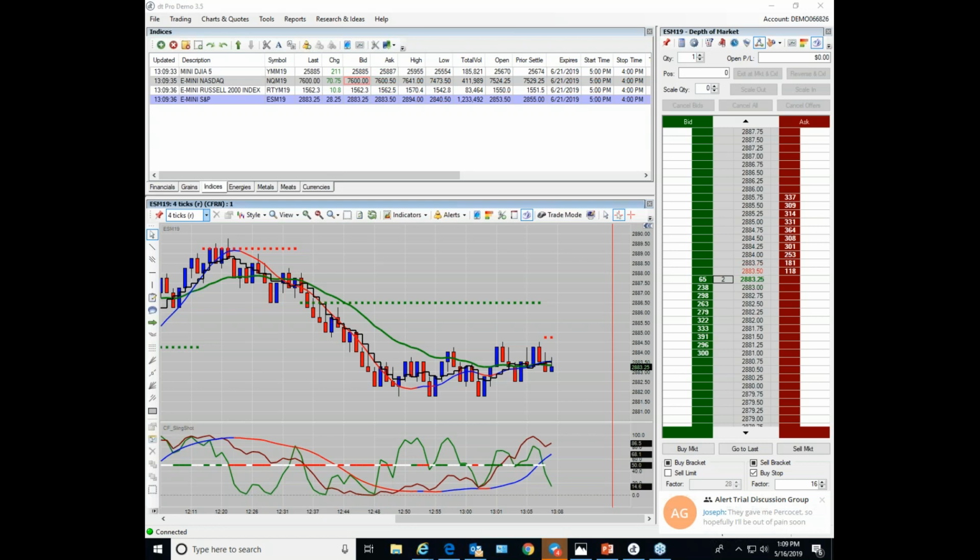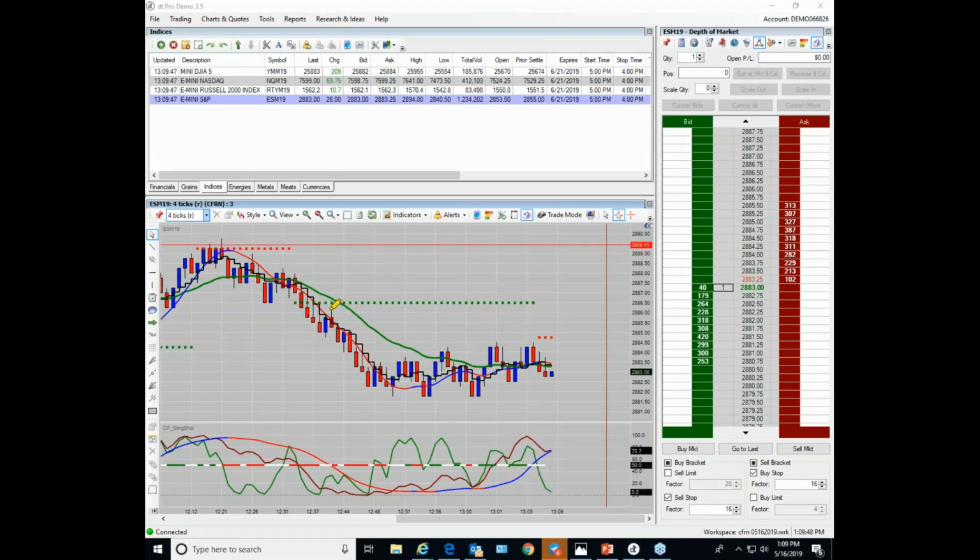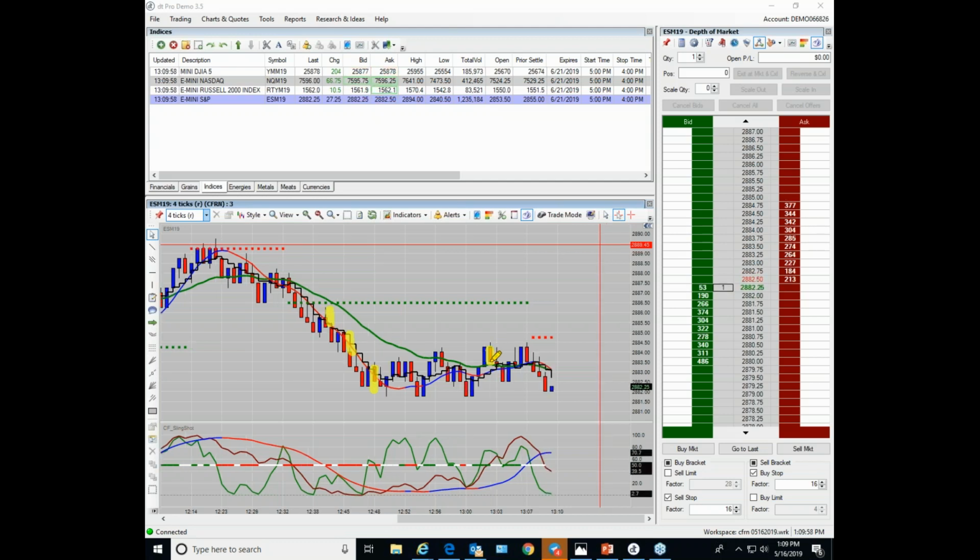Okay, I'm back. So the first order of business is the time frame, right? We're on a 4-tick range chart. What that means to you is the height of each candle is 4 ticks in height. It's very simple. Now, the reason why that might be important to you is this.